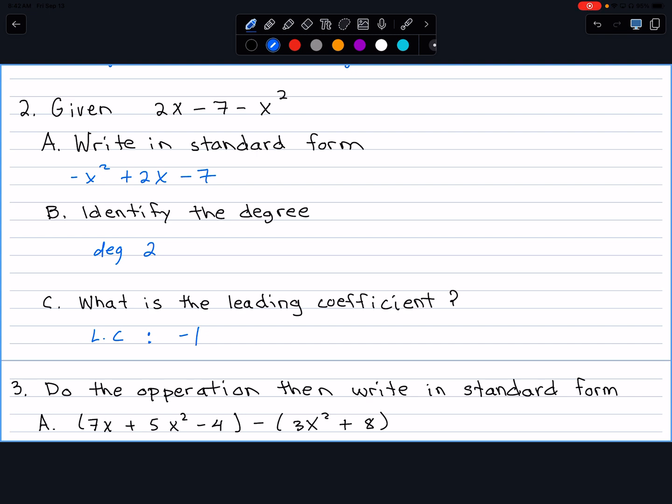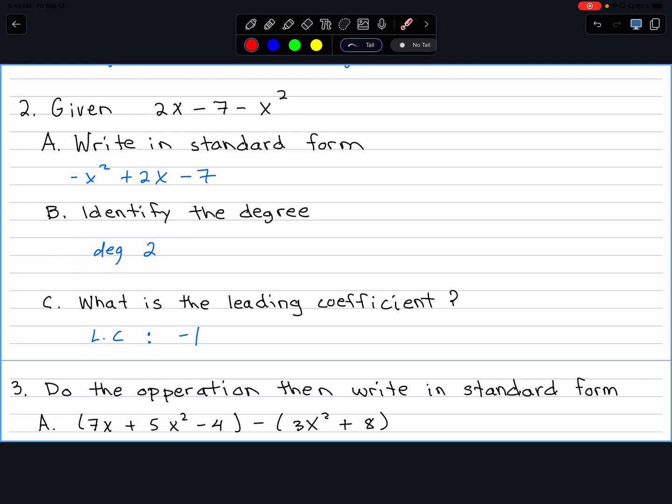Why would the degree be 3? Because there's 2 x's, or is it just the leading coefficient? One more time, you said, why is the degree, because the degree is 2. I thought you said 3. Yeah. So the degree is 2.